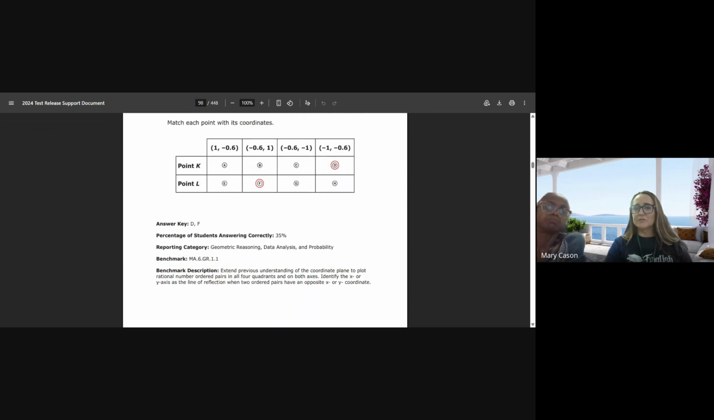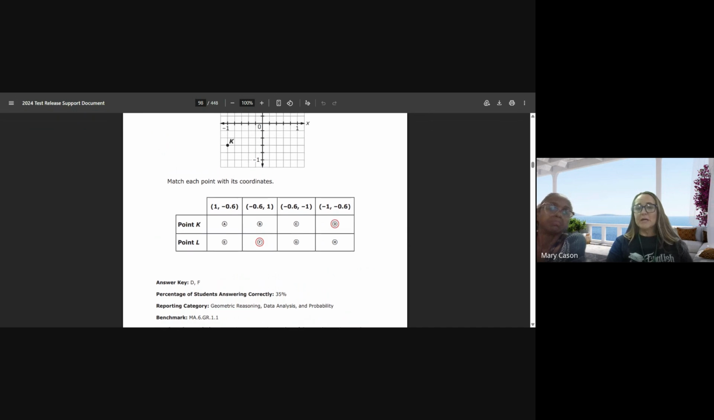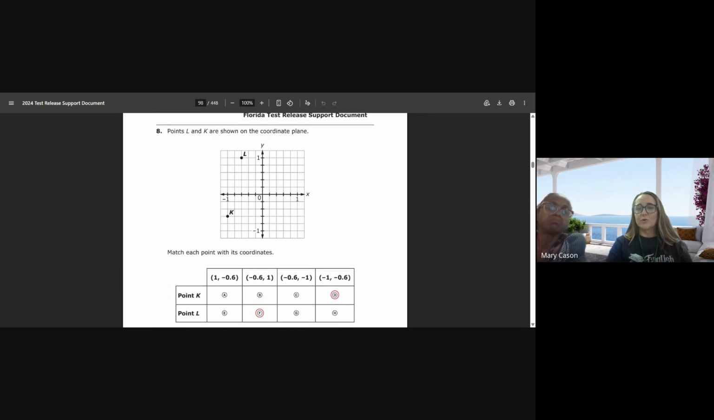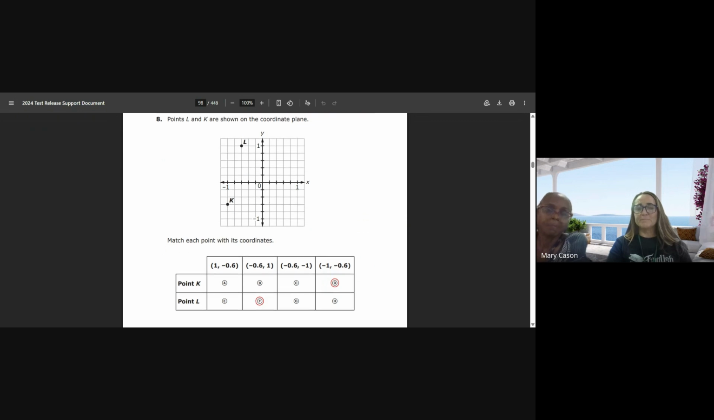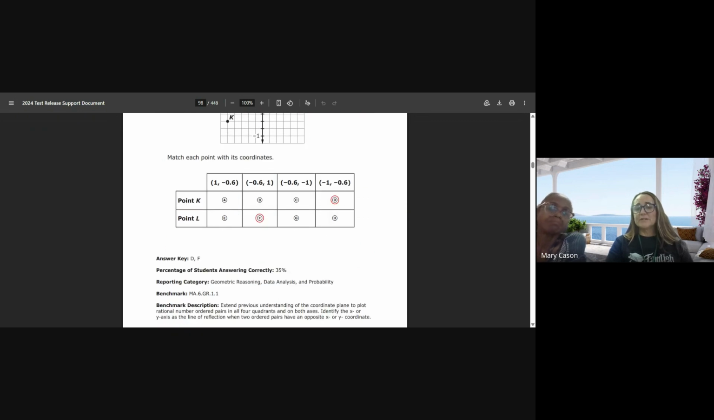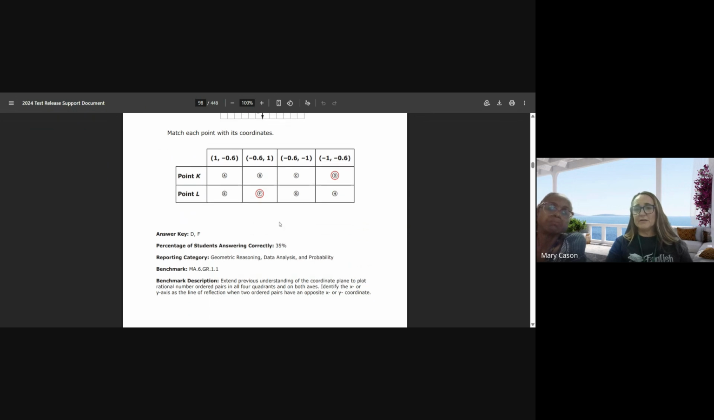And the cool thing about this one is you can see it has the correct answers and talks them through how many students got it correct. You can see for this question, for example, it's on a coordinate plane, and there are two answer choices they have to pick. This is pretty tough because it's a table. So the student has to determine how to read the table first of all, and how to answer it correctly. And as you can see, the percentage of students answering it correctly is 35%.